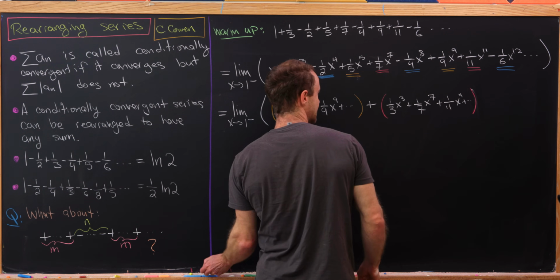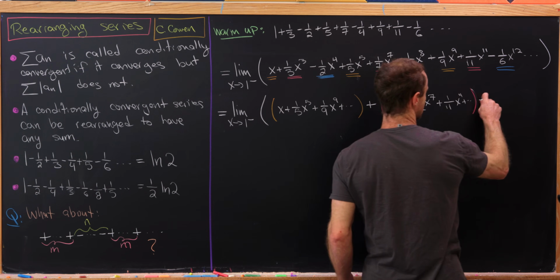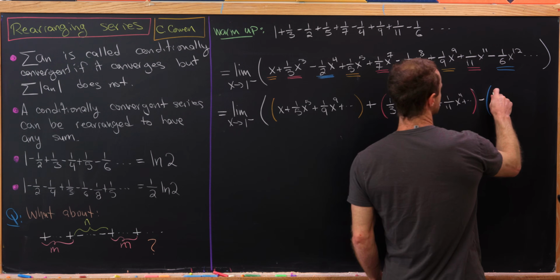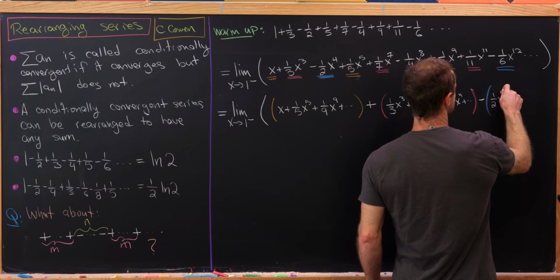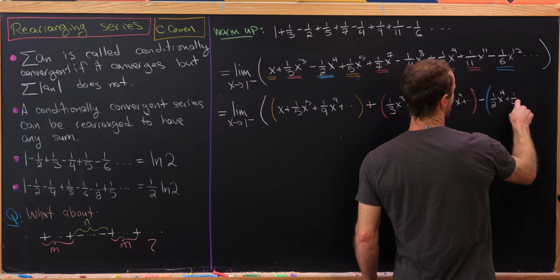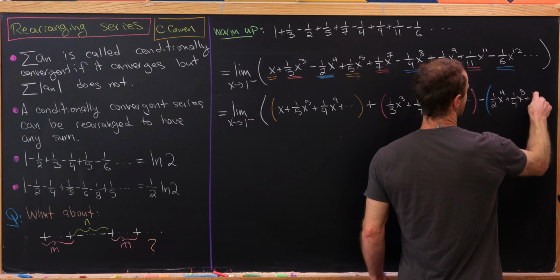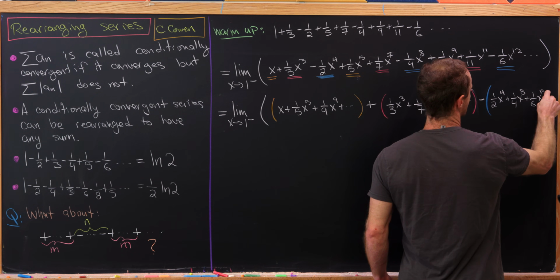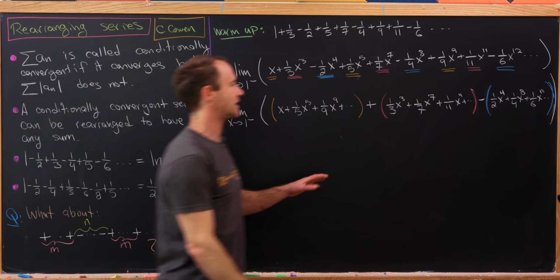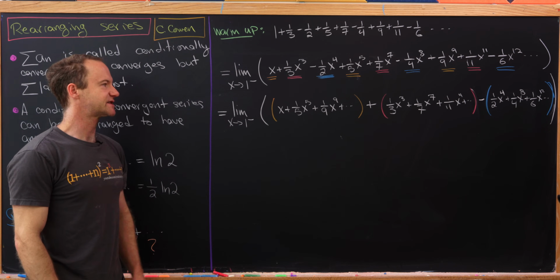And then I need to subtract off the negative terms. So those are going to be grouped in blue parentheses. So I've got 1/2 x to the 4th. And then next up is 1/4 x to the 8th. And then 1/6 x to the 12th. And then so on and so forth. Okay, so that's shaping up. But now I'd like to sum that up.